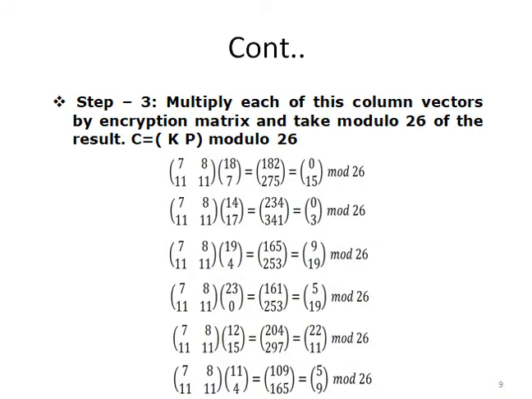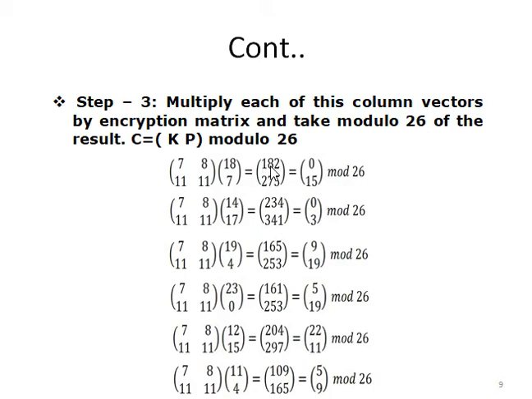Step 3. Multiply each of these column vectors by the encryption matrix and then take modulo 26 of the result. C is equal to K into P modulo 26. Here the key is 7, 8, 11, 11. The first column vector is 18, 7. Do the matrix multiplication. 7 into 18 plus 8 into 7, you will get 182. 11 into 18 plus 11 into 7, you will get the result 275. After this, take modulo 26 for this result.